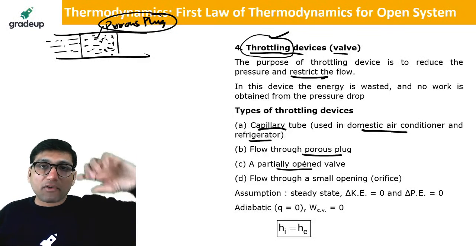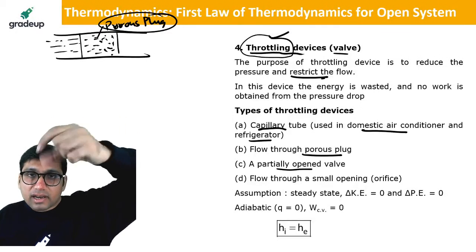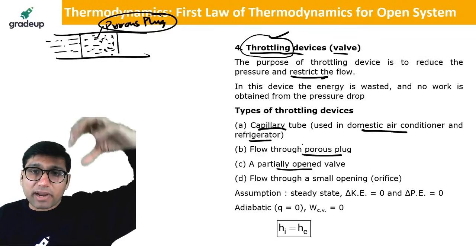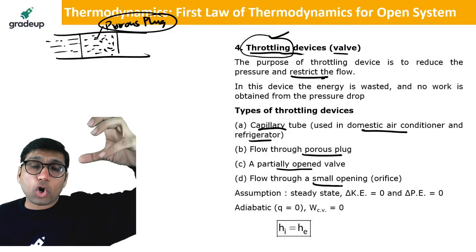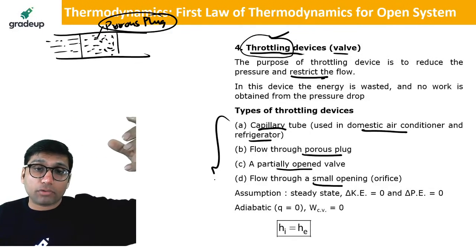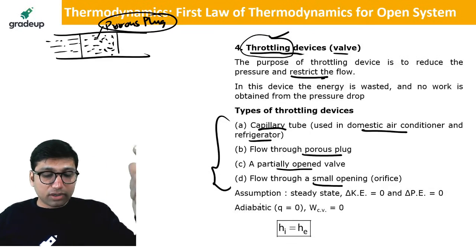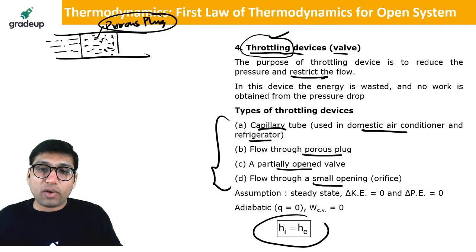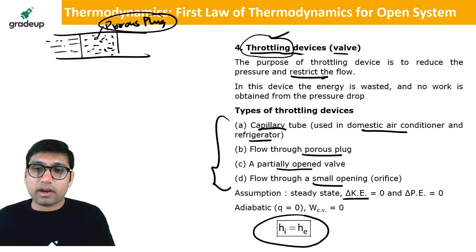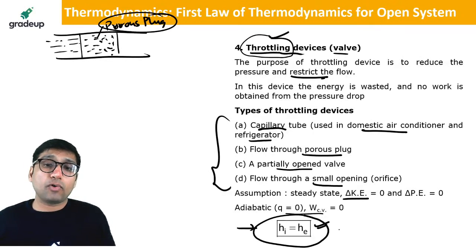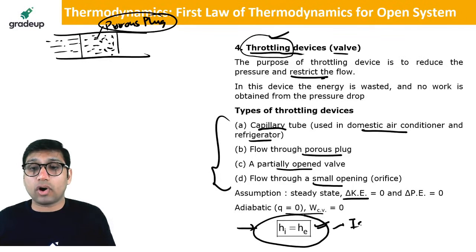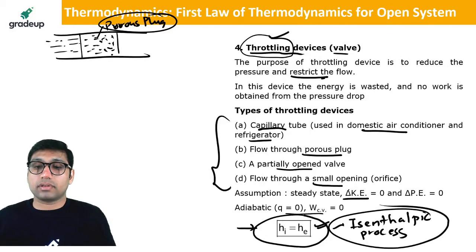Partially open valve: if the valve is completely open and suddenly you partially open the valve, then the pressure will decrease. Flow through a small opening or orifice. These are all examples of throttling devices. In throttling devices, the steady flow energy equation is this: heat transfer, work, everything is zero. Only thing is that the initial enthalpy is equal to final enthalpy. So throttling process is also called isenthalpic process.